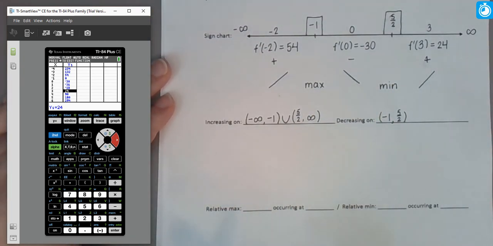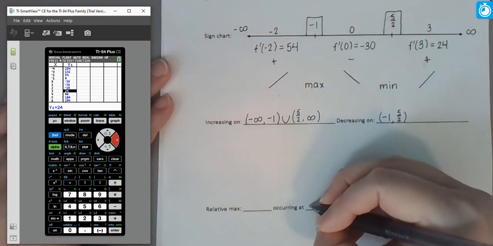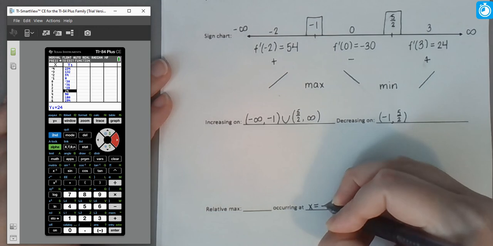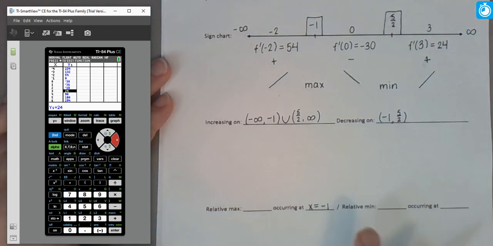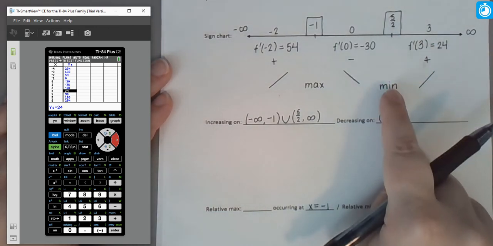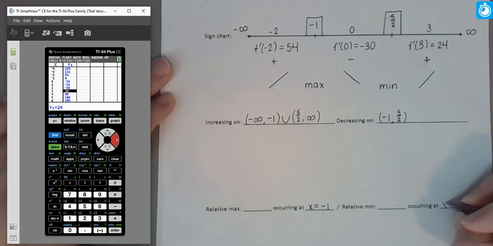So we have a relative maximum. Well, what's the value? We'll determine that in a minute. We have a relative maximum occurring at x equals negative 1, and we have a relative minimum occurring at x equals 5/2. And again, we see that based on the behavior of the derivative around those two locations. Well, what we really want to know is what is the maximum value? What is the minimum value? What's the highest value we reach? What's the lowest value we reach?